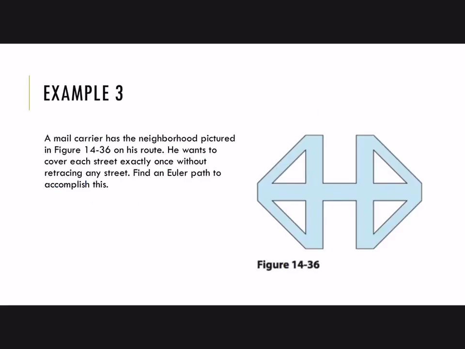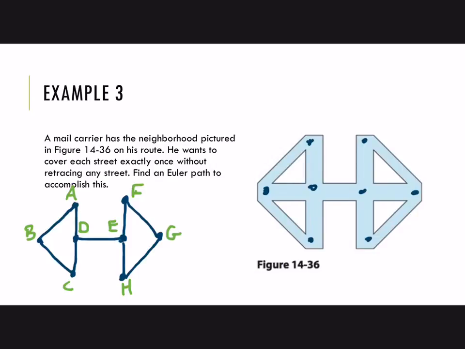All right, and we'll try another example. A mail carrier has the neighborhood pictured in this figure on his route. He wants to cover each street exactly once without retracing any street. Find an Euler path to accomplish this. So let's draw a graph first. I'll simplify. Since the streets are the different edges, the vertices are where the streets intersect, and then we'll connect those with the streets. So here's my graph, and I've labeled the vertices with capital letters. You can label those in any order using any letters that you would like.